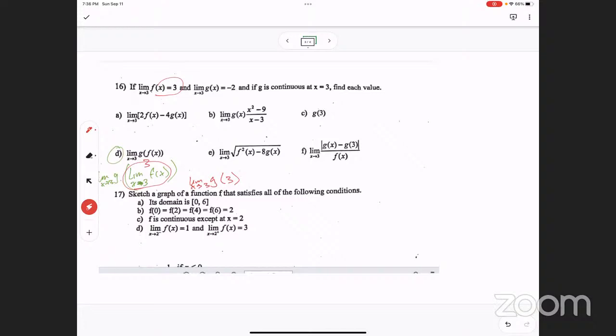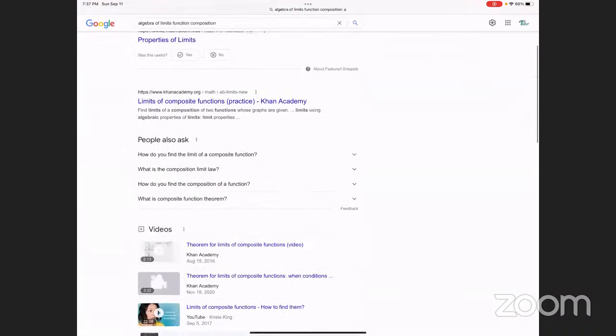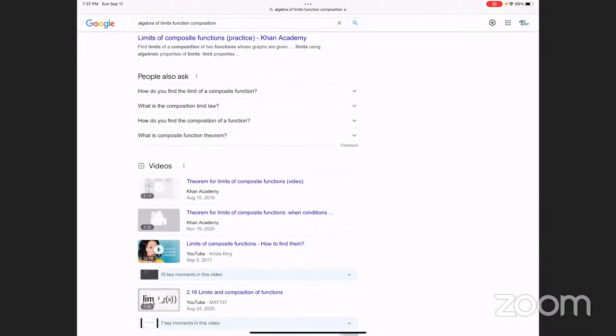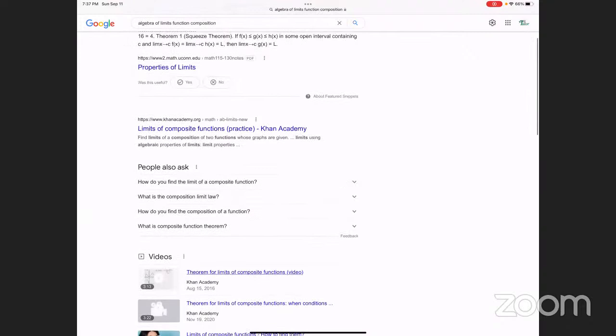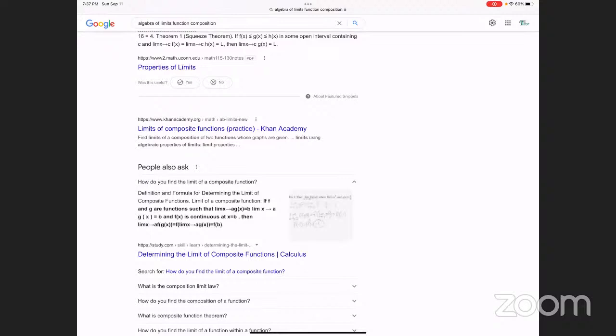So I'm trying to interpret what that means. The limit of a composition is the composition of the limits, but how do I compose those two limits? Because neither one of them is a function. There's no x in here. I mean, they're constant functions. They're constants. Okay, how do you find the limit of a composition?